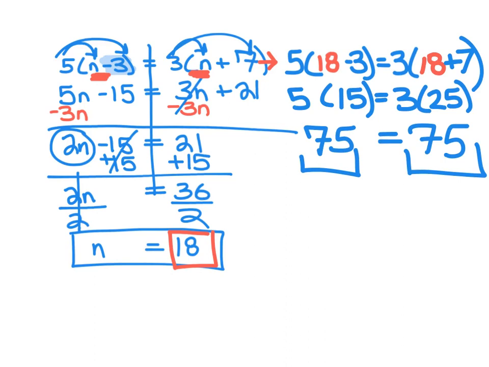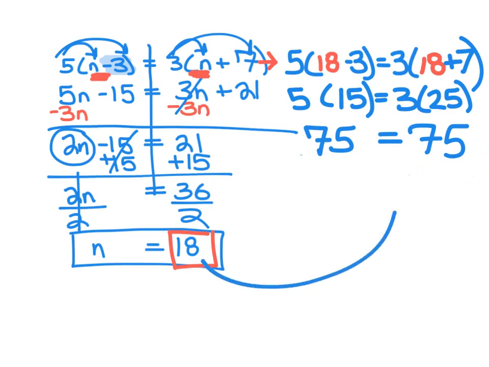So my 5 times n minus 3 equals 3 times n plus 7. So when that happens, when I plug my answer in and I get the same on both sides are equal, then I know that I've done my work correctly for an equation.